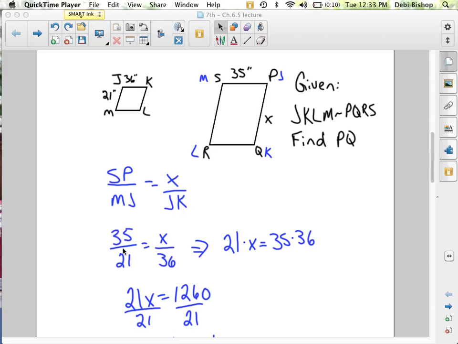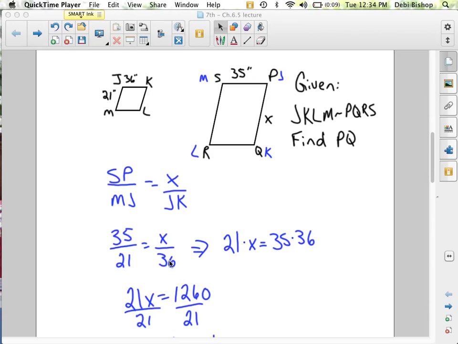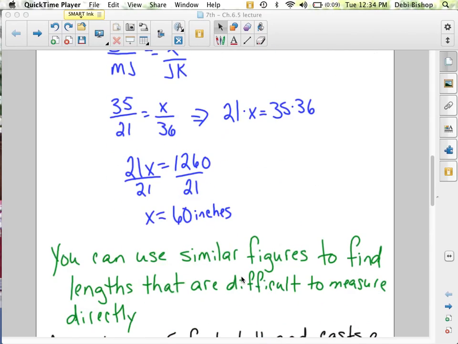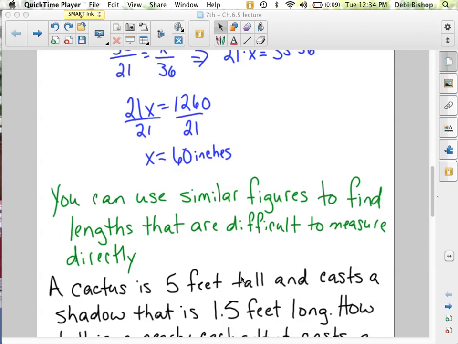So then I fill in my numbers. 35 inches over 21 inches equals X over 36 inches. And then I will solve for X, multiply 21 times X equals 35 times 36. And you get 21X equals 1,260, divided by 21, and you find out that X equals 60 inches.